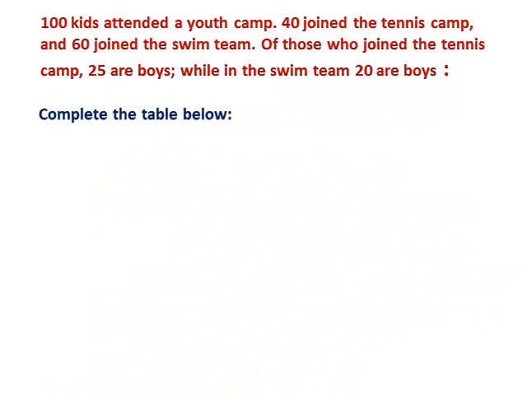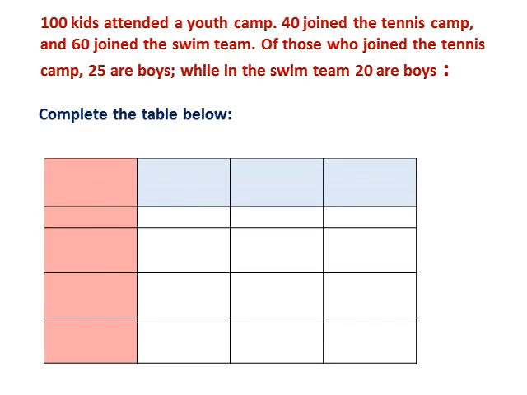Right, let's try this one. So 100 kids attended a youth camp, 40 joined a tennis camp, and 60 joined a swim team. Of those who joined the tennis camp, 25 were boys, while in the swim team, 20 are boys. So let's complete the table. This is the table.